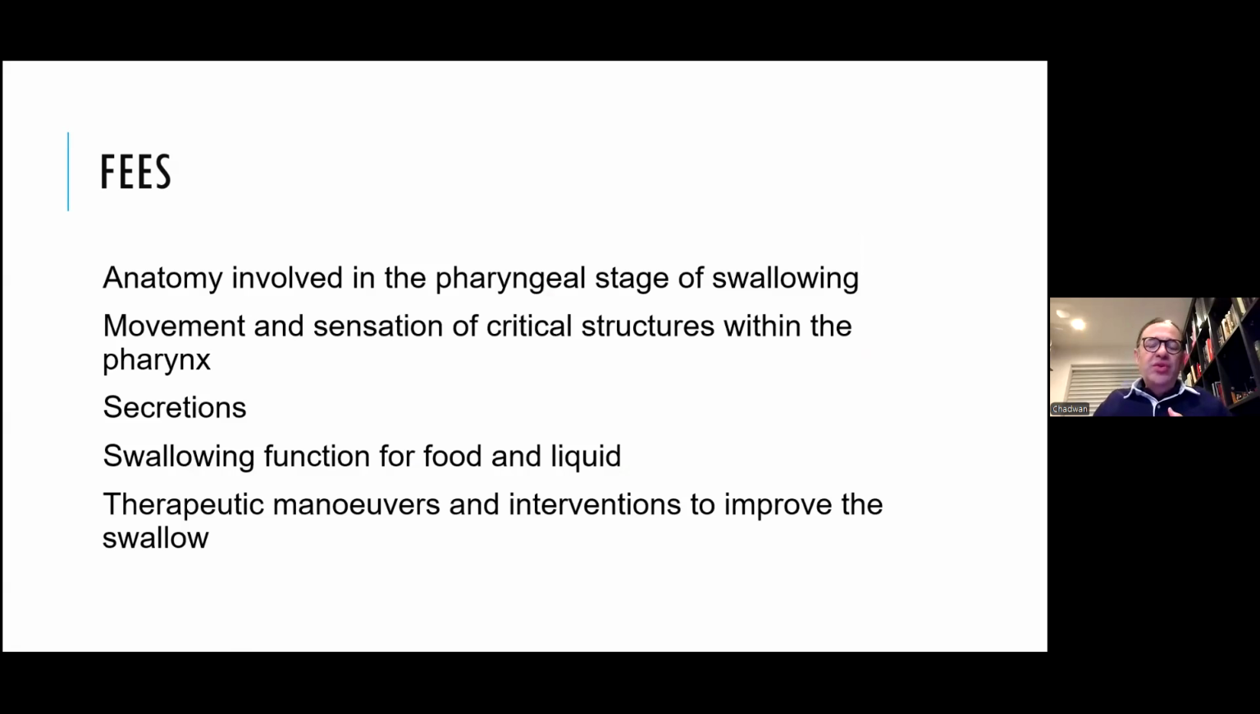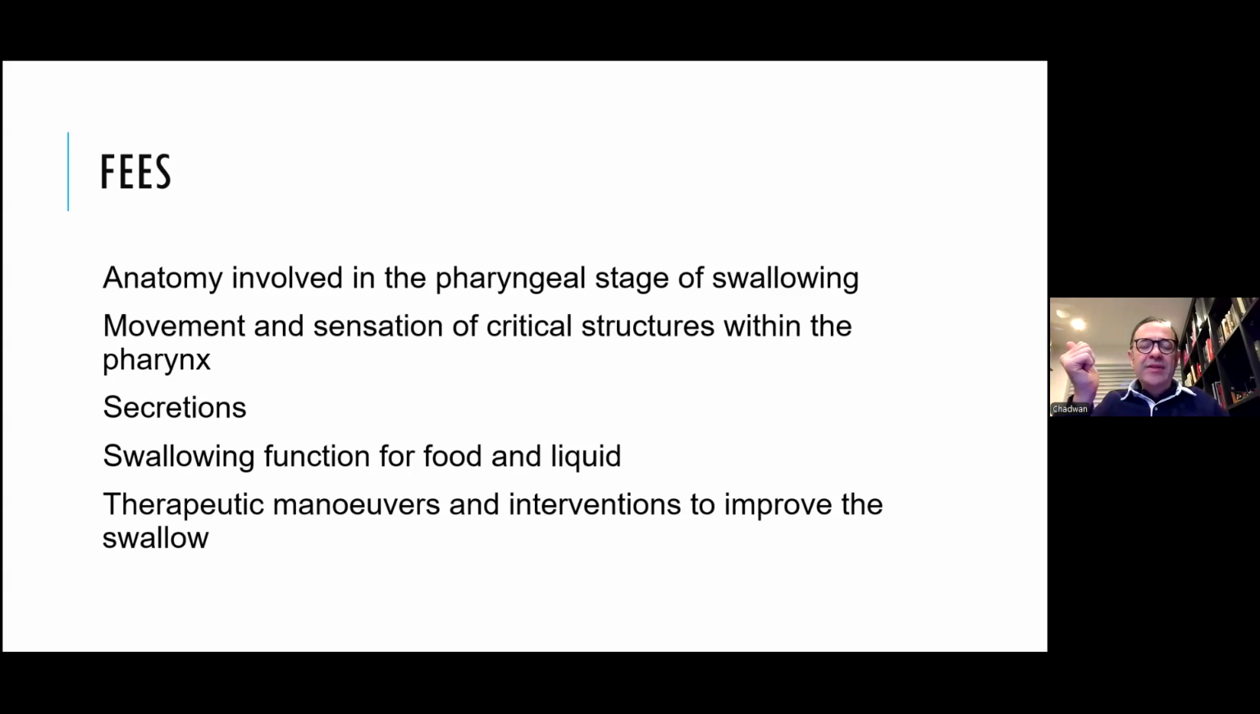So to do the FEES methodically, you need to look into 5 factors. So you need to comment on the anatomy involved in the pharyngeal stage of swallowing, the anatomy of the pharynx, the piriform fossa, are they dilated, vallecula, epiglottis, movement of the vocal cord, and palate elevation when you're starting from the top. So when you put your scope in, the first thing you evaluate is palate elevation, and then all the various movements in the larynx and pharynx.